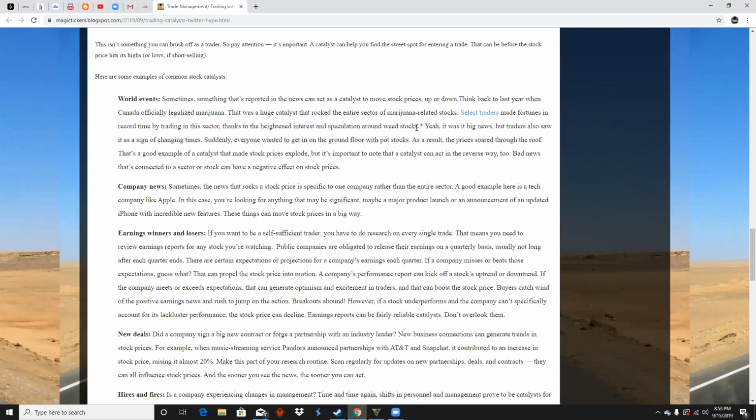Maybe not to the extent that it did last year, because the regulations were waiting on the farm bill to pass this past spring. So we don't have that scenario in a sense, but I know there are more states that have not legalized it yet. It was in big news, but traders also saw it as a sign of changing times. Suddenly, everyone wanted to get in on the ground floor with pot stocks. As a result, the prices soared through the roof. That's a good example of a catalyst that made stock prices explode.